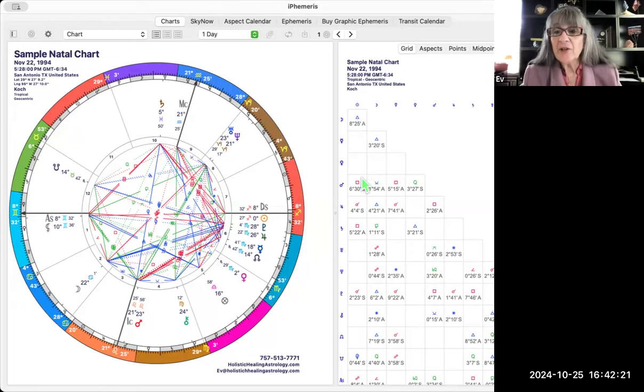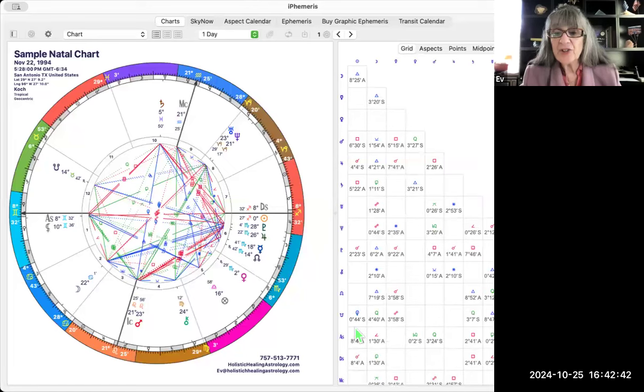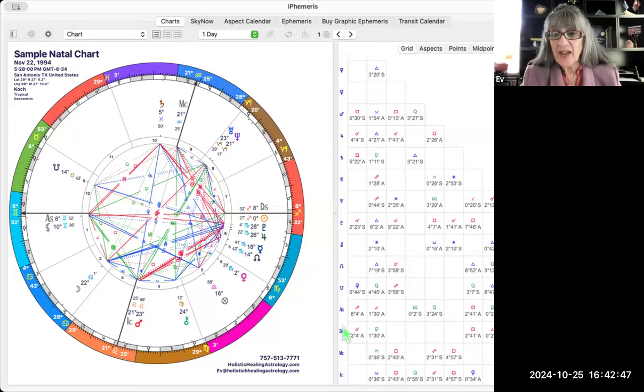Okay. And then you go down and you say, oh, the sun also has a relationship with Mars. And the sun here has a relationship with Jupiter. And the sun has a relationship with Saturn. And the sun has a relationship with Pluto. And the sun has a relationship with the south node and the north node. Okay.